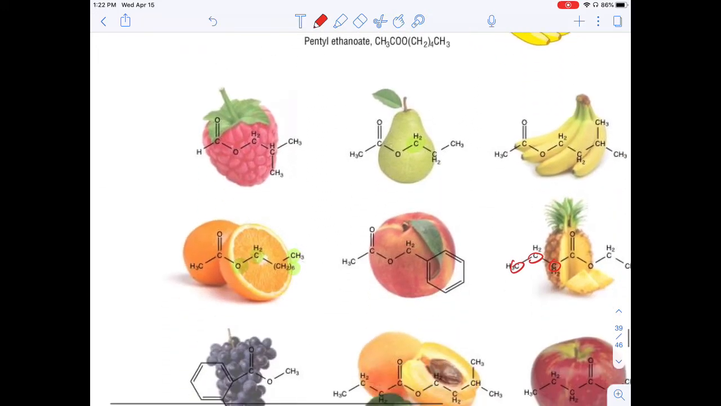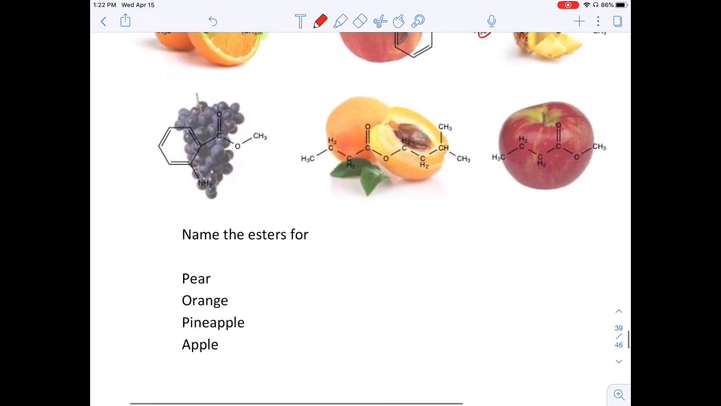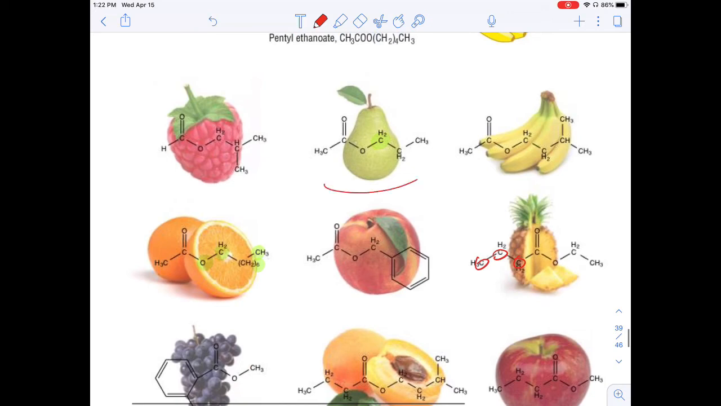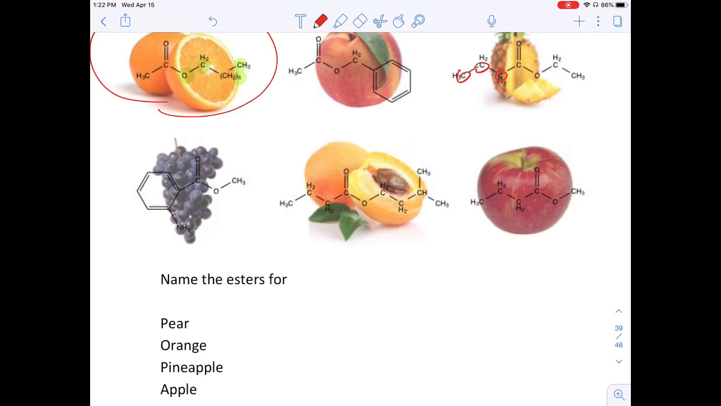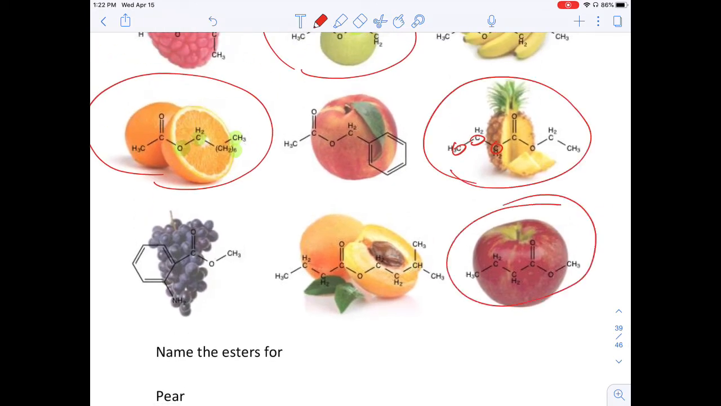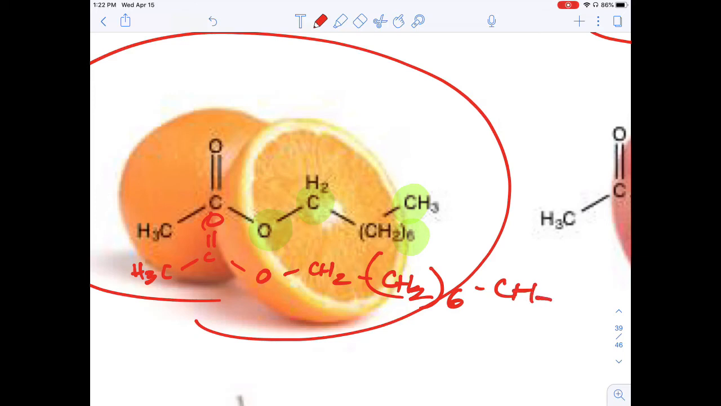We've got some different molecules of fruit, and here we're asking you for pear, orange, pineapple, and apple. I'm going to let you try to name those, but before you do, I'm going to just zoom in on orange because this is hard to see. This is an H3C, C double bond O, O, CH2, and then CH2, 6, CH3. Okay, I'm going to let you pause the video and then I'm going to go through these.